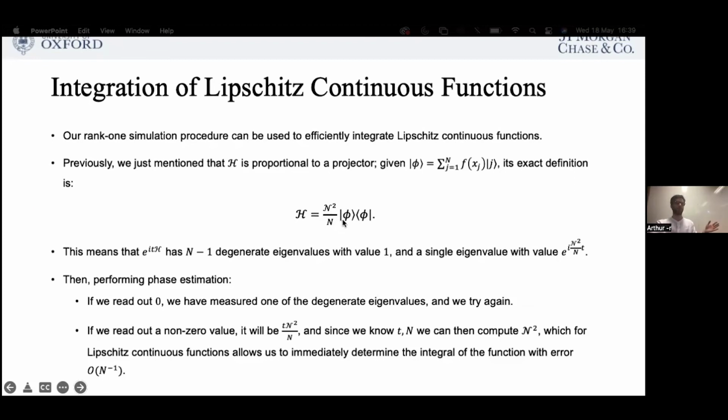So if you do phase estimation of this quantity and you read out the value 0 in your ancillary register for the phase estimation, you've read out one of the degenerate eigenvalues, so you don't care, and you try again. But if you read out a non-zero eigenvalue, then what you've actually read is equal to t times the normalization factor squared divided by n. Since you know t and you know n, you can then compute the normalization factor squared, which for Lipschitz continuous functions immediately allows you to determine the integral of the function with exponentially small error in big N, or sorry, in the number of qubits.